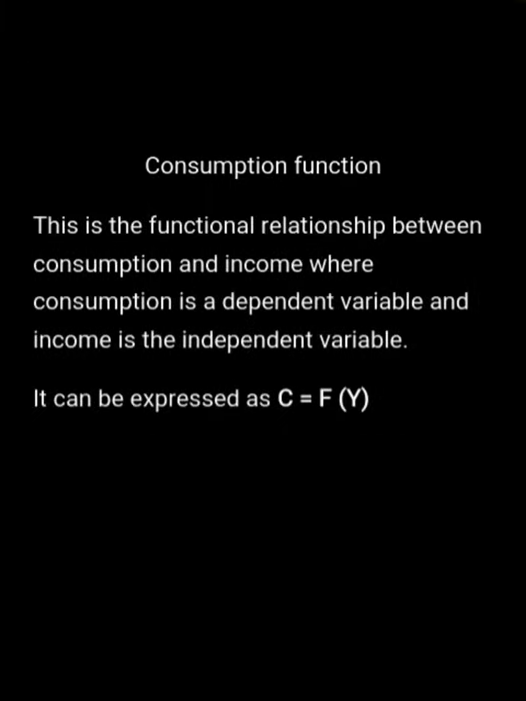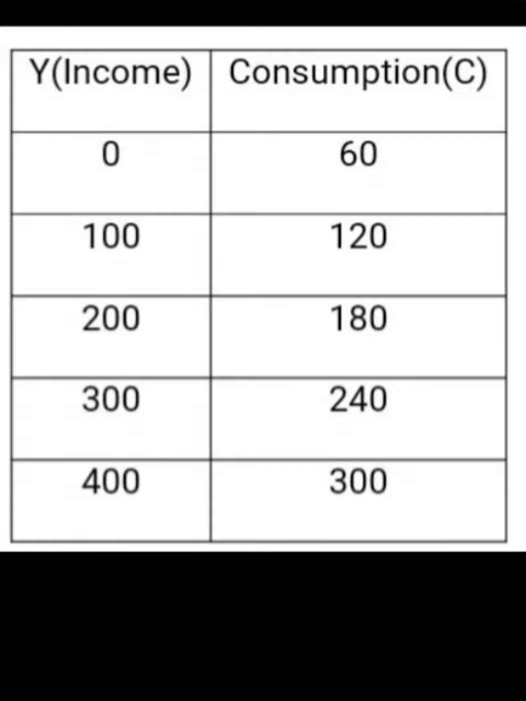In the consumption function, we can also explain that it tells us exactly what the relationship is between what we consume and our income. This could also be represented in a table where we have Y represented by income and consumption represented by C. At income level 0, consumption is 60. Income level 100, we have 120; 200, we have 180; 300, we have 240; 400, we have 300.